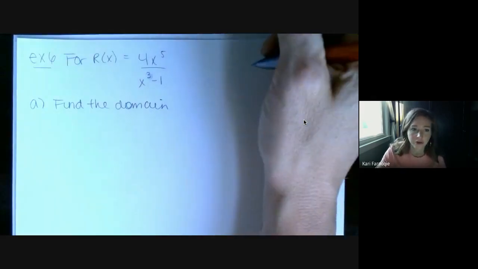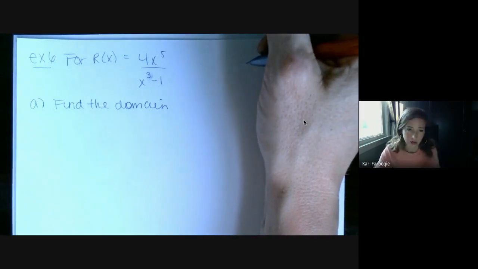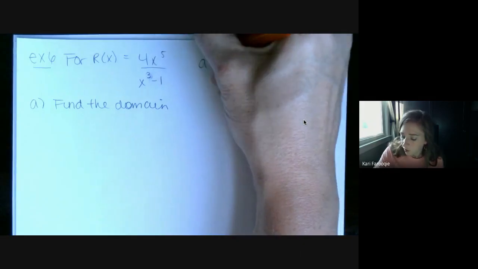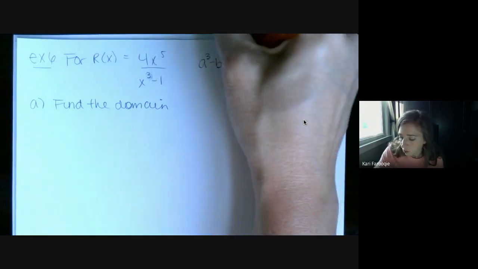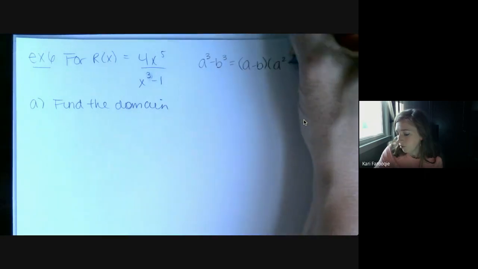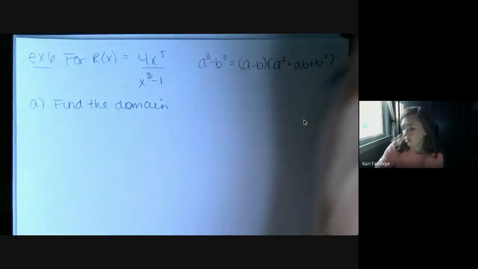But for this one, for the domain, the only real value you're going to come up with is the one that you're going to notice anyway, that x can't be equal to 1, because 1 cubed is 1, and 1 minus 1 is 0. But remember, you do have a rule for the difference of two cubes. It's a minus b times a squared plus ab plus b squared.